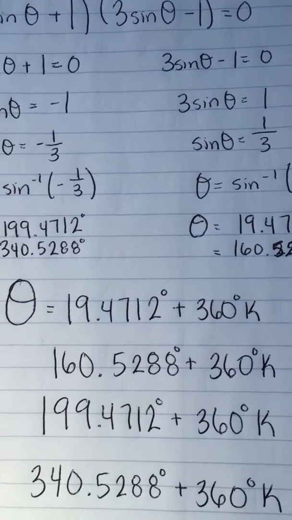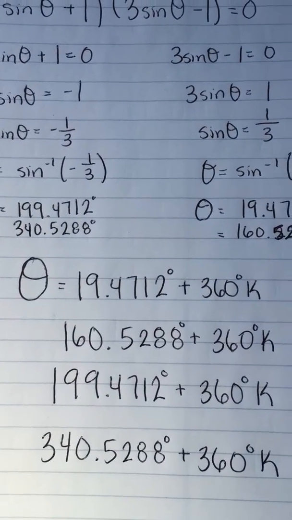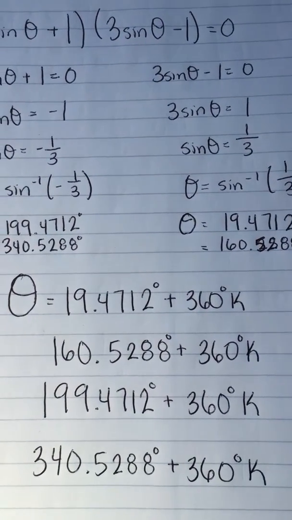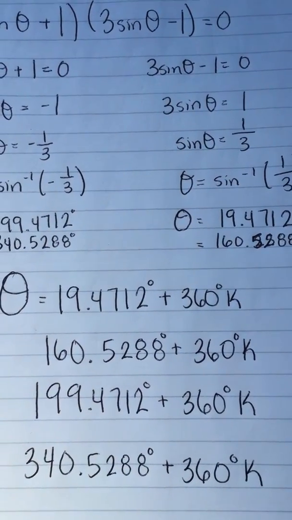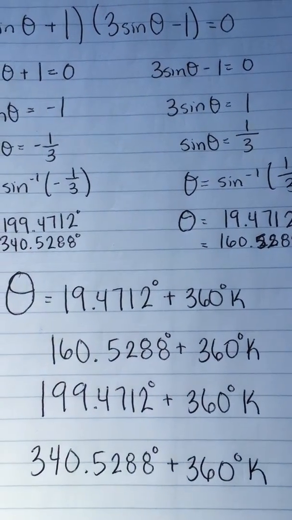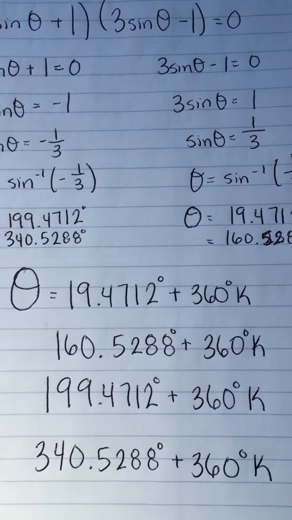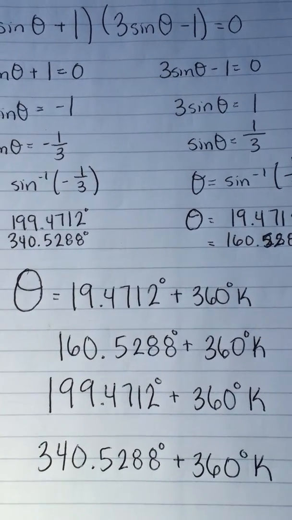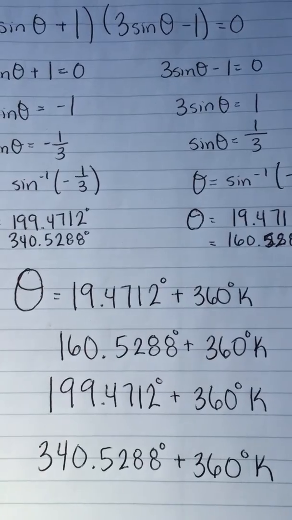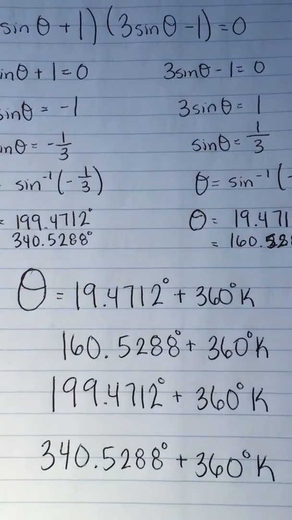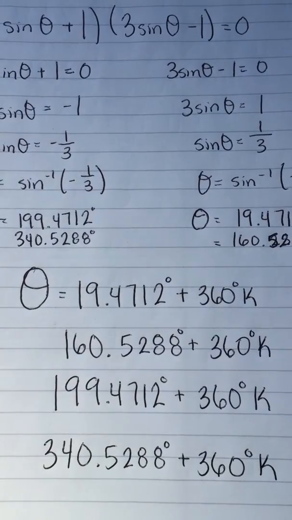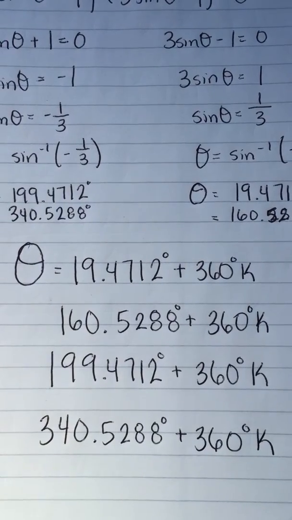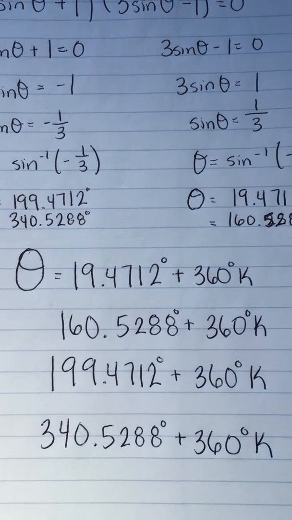But we're not done, as we have to find every single answer to all of the possible thetas. And since in a sine curve you repeat certain values, you actually have to put 19.4712 degrees plus 360 degrees K, giving you all possible solutions for that certain angle. And then you do the same for the rest of the angles, which would be 160.5288 degrees plus 360 degrees K, and 199.4712 degrees plus 360 degrees K, and lastly 340.5288 degrees plus 360 degrees K.